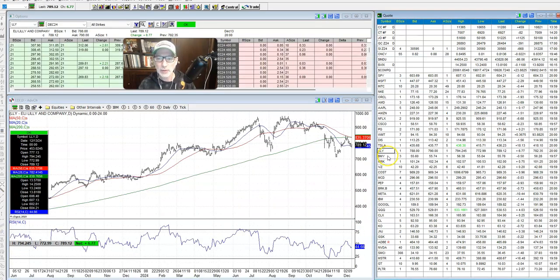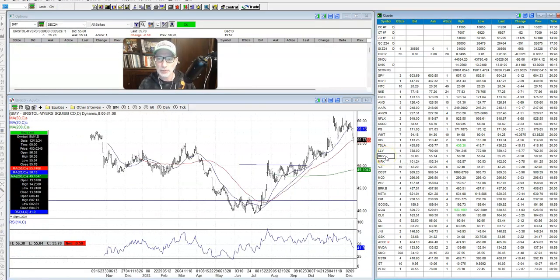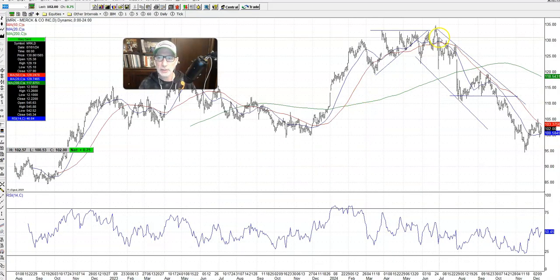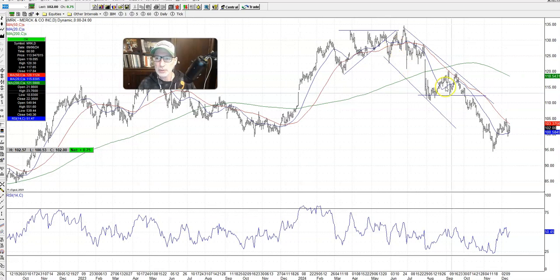Eli Lilly, these healthcare stocks are getting beat up a little. Bristol Myers, Merck's down in the dumps here. Now you can see here's another. Merck is a downtrending stock. I've highlighted this before. Here's a descending triangle pattern. You can see it's going down. Here's an area where it couldn't pop through before, and then it finally dropped through.